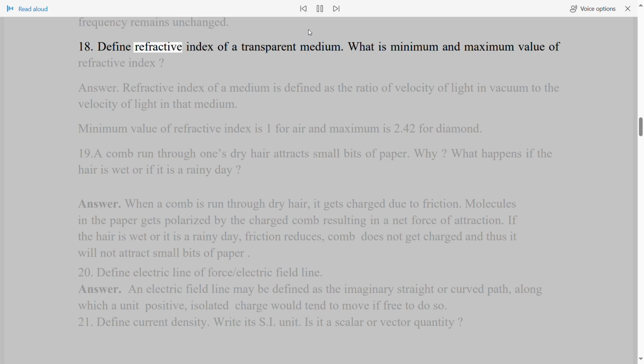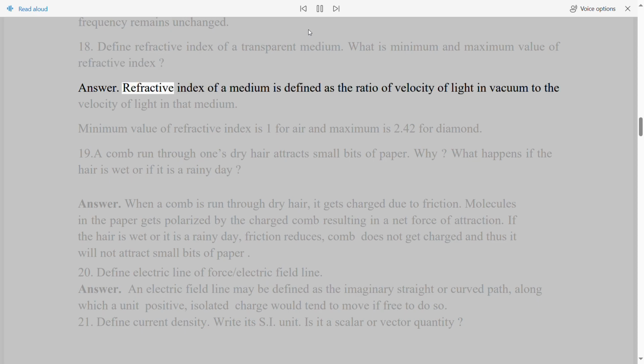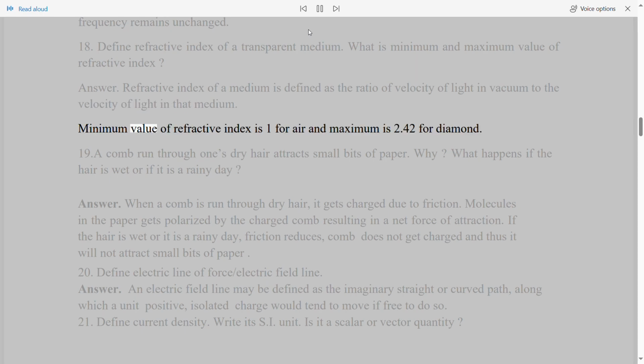18. Define refractive index of a transparent medium. What is minimum and maximum value of refractive index? Answer. Refractive index of a medium is defined as the ratio of velocity of light in vacuum to the velocity of light in that medium. Minimum value of refractive index is 1 for air and maximum is 2.42 for diamond.